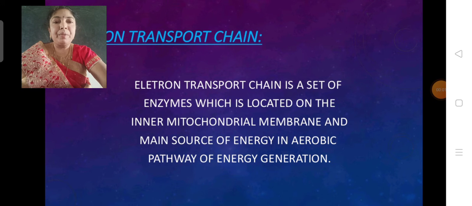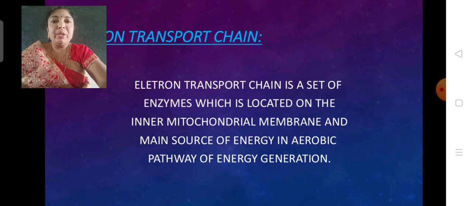Good morning everybody. Today we are going to discuss the last step of aerobic respiration, that is the electron transport chain. In this electron transport chain, oxidative phosphorylation takes place. During oxidation, the ATP synthesis that occurs is known as oxidative phosphorylation. ADP plus Pi gives rise to ATP. Here, the synthesis of ATP occurs in the presence of an oxidation reaction, hence the name oxidative phosphorylation.